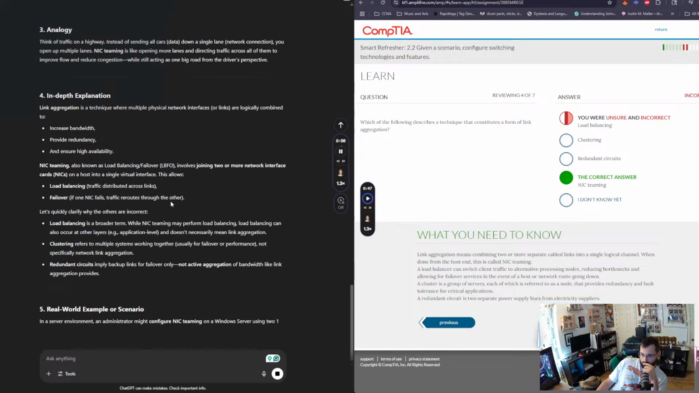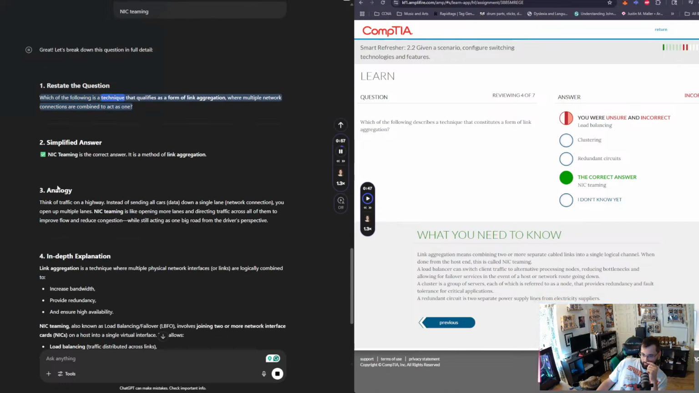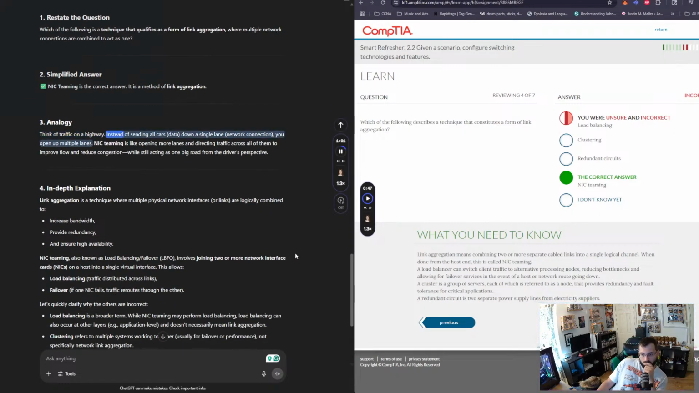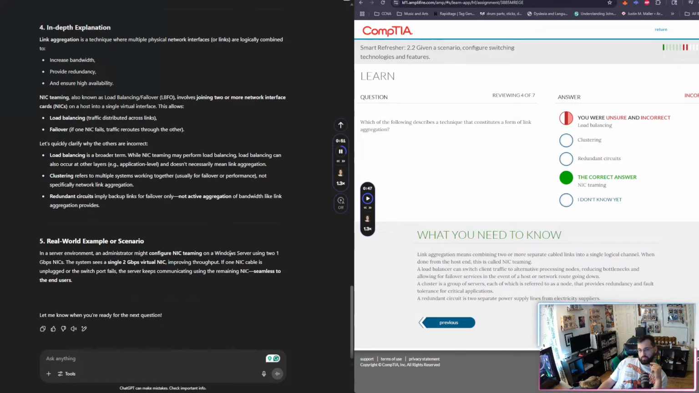1. Restate the question. Which of the following is a technique that qualifies as a form of link aggregation, where multiple network connections are combined to act as one? 3. Analogy. Think of traffic on a highway. Instead of sending all cars' data down a single lane network connection, you open up multiple lanes. NIC teaming is like opening more lanes and directing traffic across all of them to improve flow and reduce congestion, while still acting as one big road from the driver's perspective.